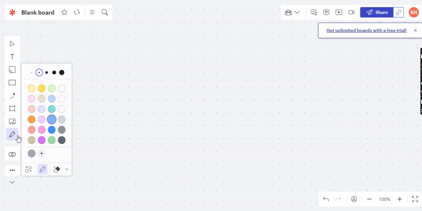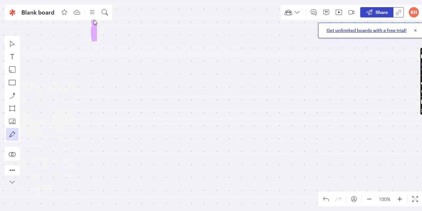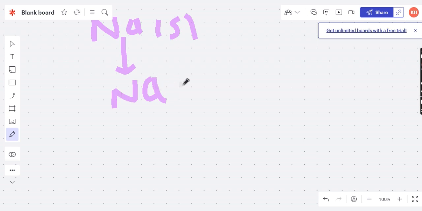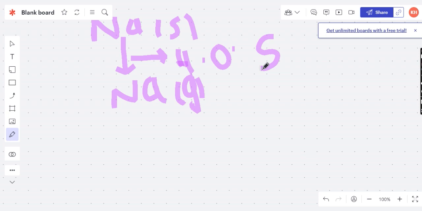Let's demonstrate how we can write it clearly. Let's take an example. I'm taking sodium and chlorine, and at last I'll write sodium chloride. Sodium is solid, so firstly it changes into gaseous sodium by the heat of sublimation.